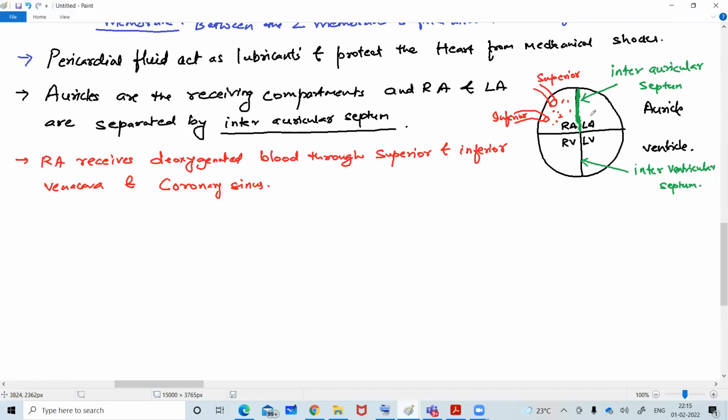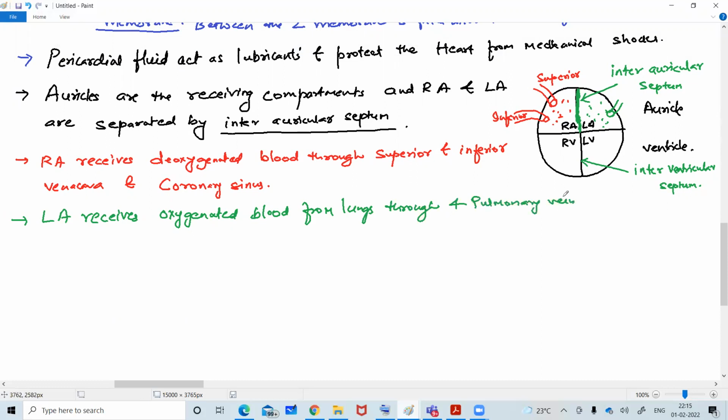In the same way, what about the left auricle? So this left auricle is receiving blood from the pulmonary vein, right? So this is having oxygenated blood. So next point, you can say that left auricle receives oxygenated blood from lungs through four pulmonary veins. So these are further branched. So there are four pulmonary veins. They are coming out, right? And oxygenated blood is drained into the left auricle.